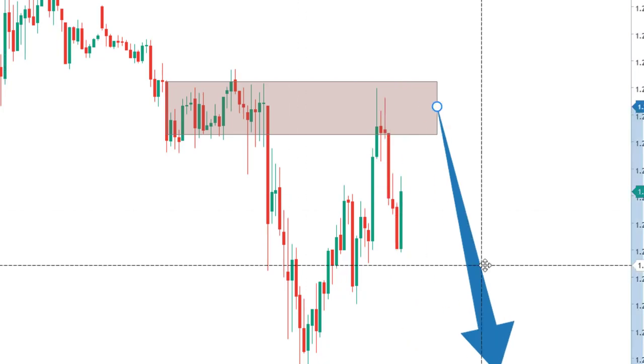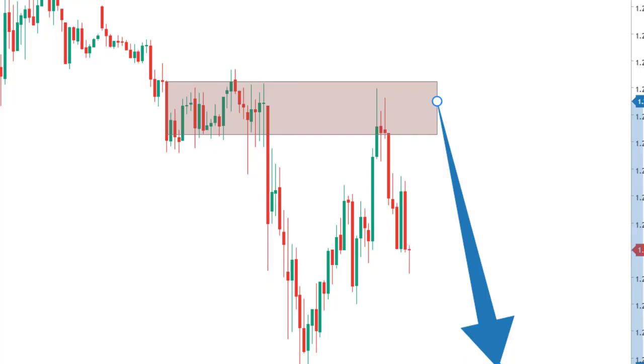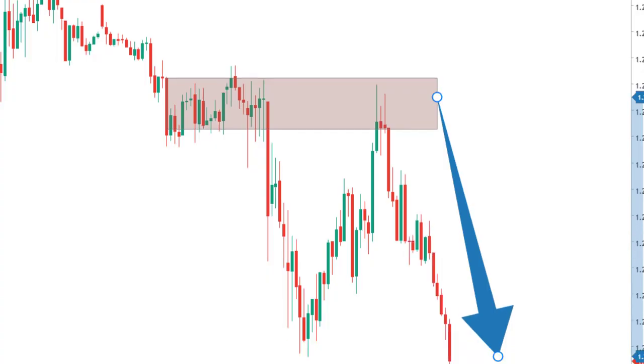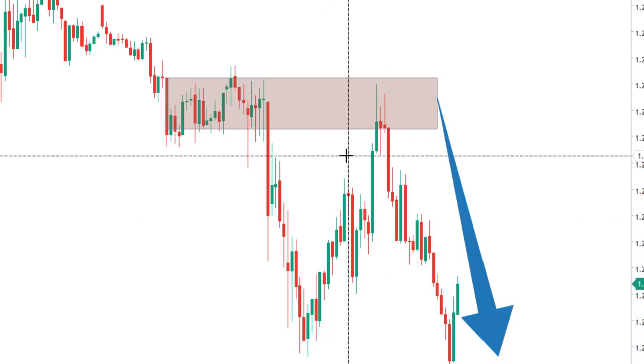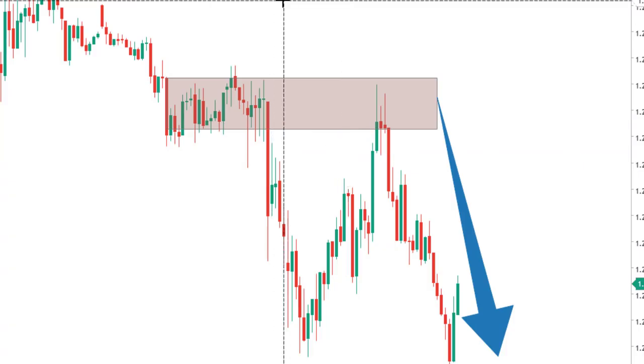Boom. That is it, guys. Price is dropping. Price hit our target, guys. That is powerful, just as simple as you can have it there. So that is how you can identify supply and demand zones.